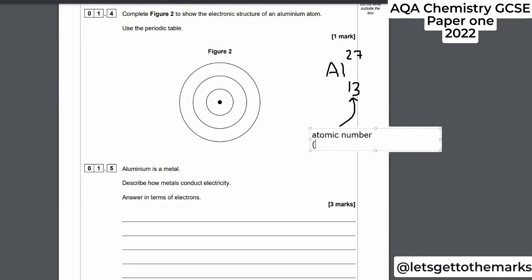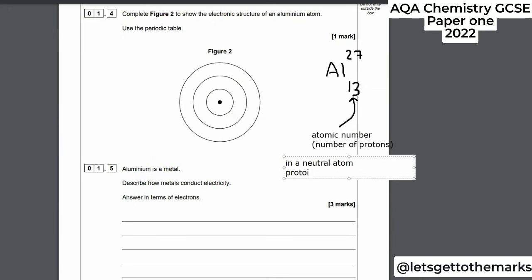It tells you the number of protons. It doesn't tell you the number of electrons. However, in a neutral atom, protons equal electrons. So in a neutral atom, which this is, it hasn't called it an ion, and over here it's mentioned the word atom. All atoms are neutral, and that means they have the same number of protons as electrons. So because it has 13 protons, it's going to have 13 electrons.